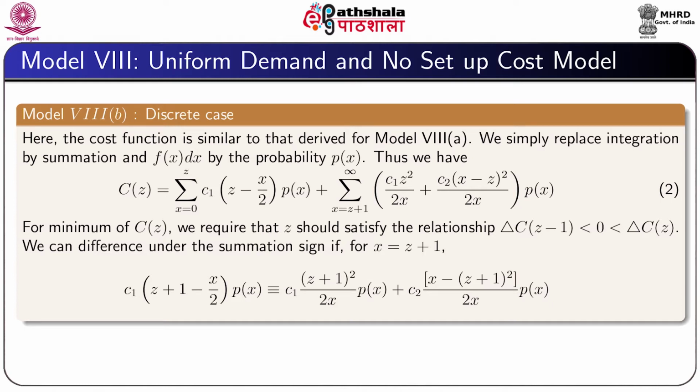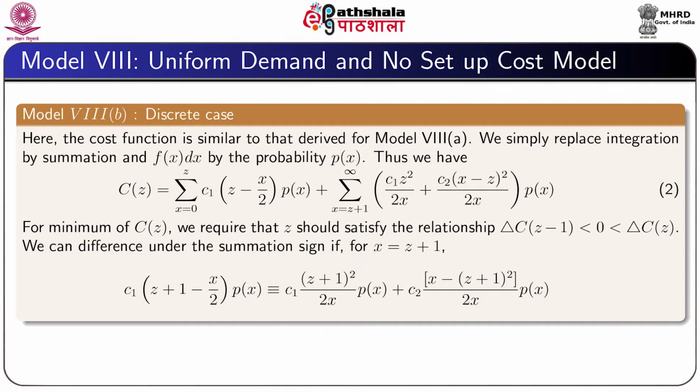Now, we come to the discrete case. Here, the cost function is similar to that derived for model 8a. We simply replace integration by summation and f(x) dx by the probability p(x). Then we get the cost function as C(z) equal to summation x equal to 0 to z of C1 into (z minus x) by 2 p(x), plus summation x equal to z plus 1 to infinity of (C1 z square by 2x plus C2 into (x minus z) whole square by 2x) whole into p(x).